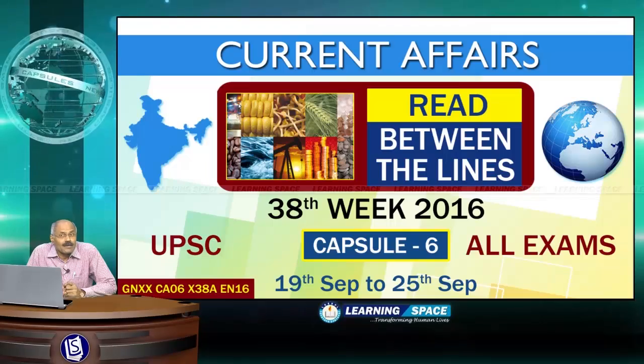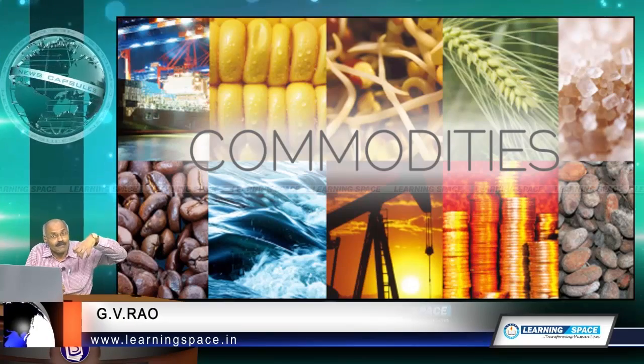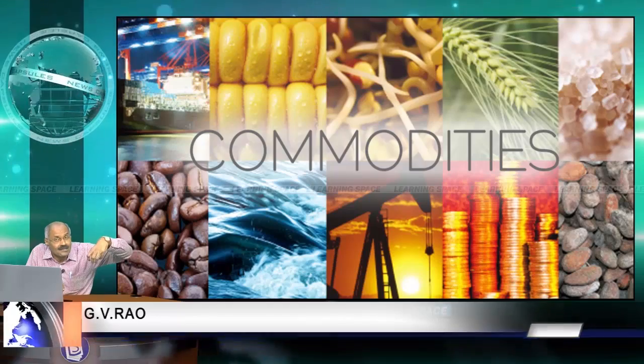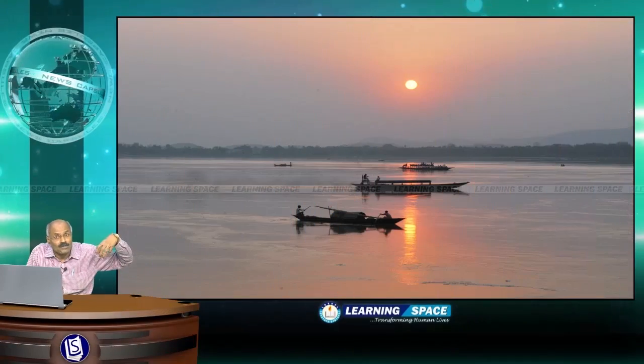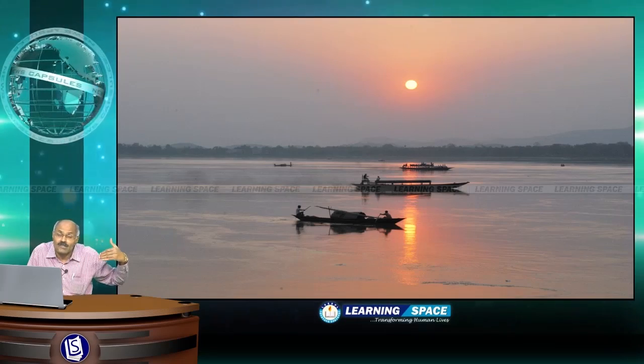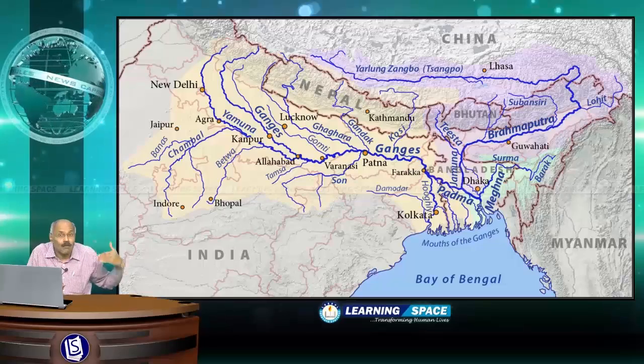We are going to deliberate on two issues. One is the Essential Commodities Act. What are the advantages and disadvantages when the government implements the Essential Commodities Act? Second, there are news reports that China is obstructing the flow of Brahmaputra's tributary. We are going to deliberate on what it is all about.